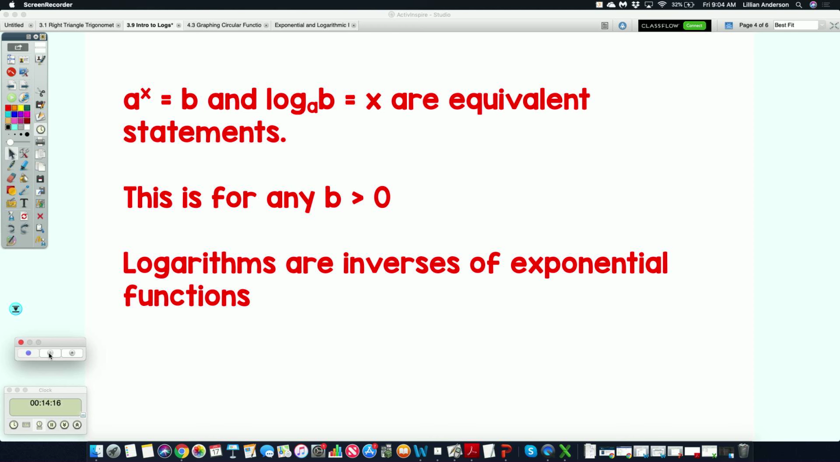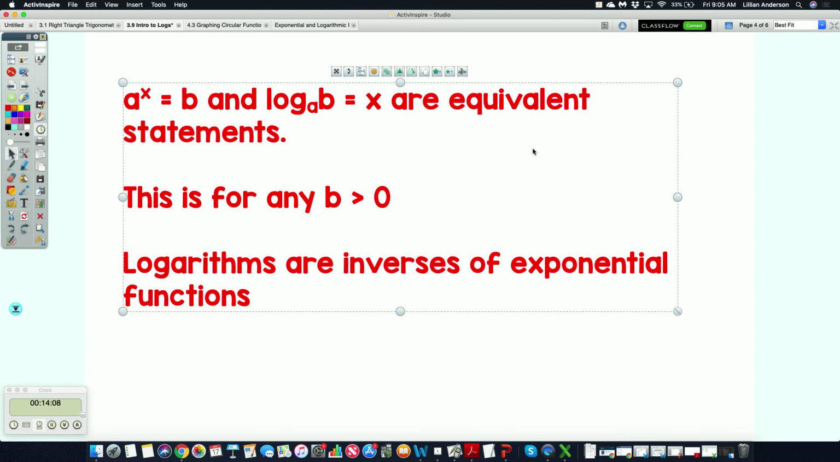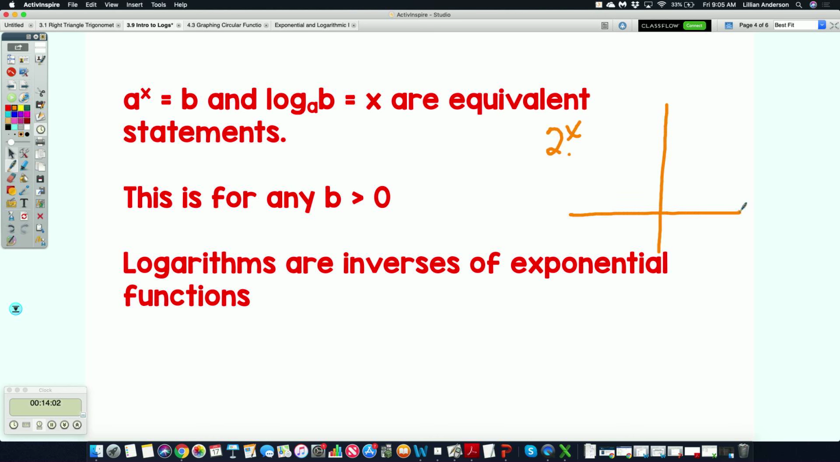Because of that, when you graphed an inverse function, it was a reflection over the line y equals x. When we talked about exponential functions on Wednesday, I had a graph of 2 to the x power. It had a horizontal asymptote at 0, crossed through the y-axis at 1, and increased from left to right. The equivalent logarithm is basically a reflection over the line y equals x.